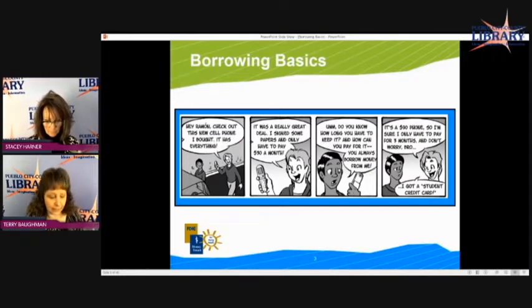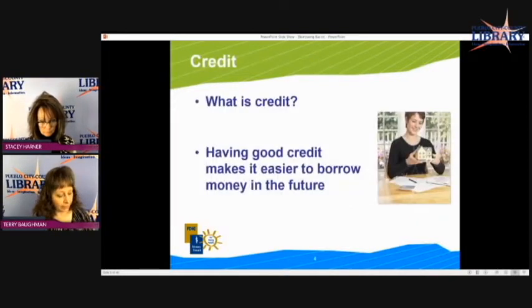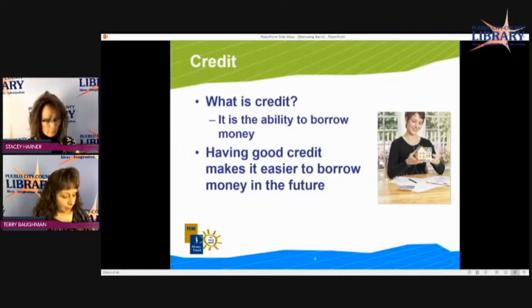So let's look at what credit is. Credit is the ability to borrow money. When you borrow money on credit, you get a loan. You make a promise to pay back the money you borrowed plus some extra. The extra amount is part of the cost of borrowing money. The cost is also called interest.